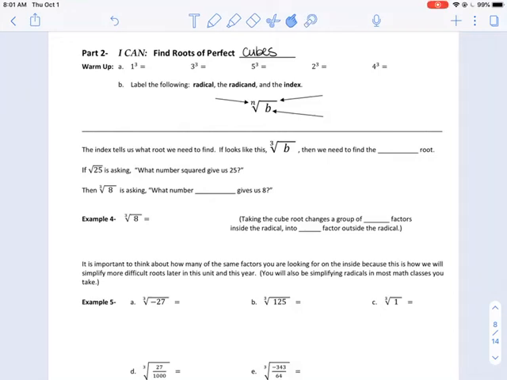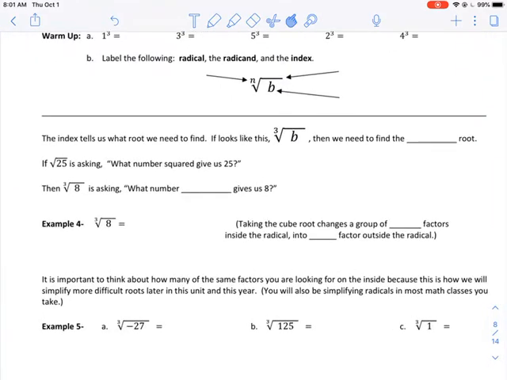Today we are finding the roots of perfect cubes. Remember that when we have this funny symbol, it's called a radical, and it sometimes has a little number that tells you what type of radical it is. If that little number is a 3, then we need to find the cube root, and we're going to learn how to find those today.